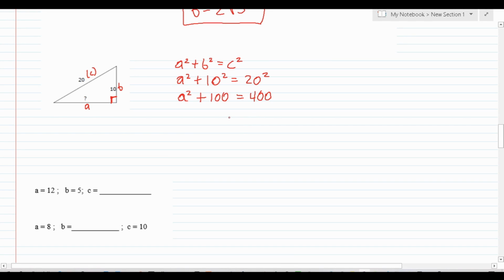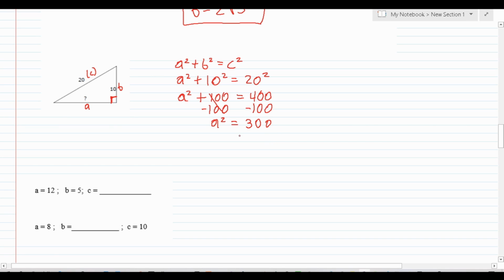All right, so again, we've taken care of the squares, so we're good there. Let's go ahead and try to solve for a squared now. To do that, as my next step, I'm going to subtract 100 from both sides. This is going to cross out, leaving me with a squared equals 400 minus 100, which is 300.